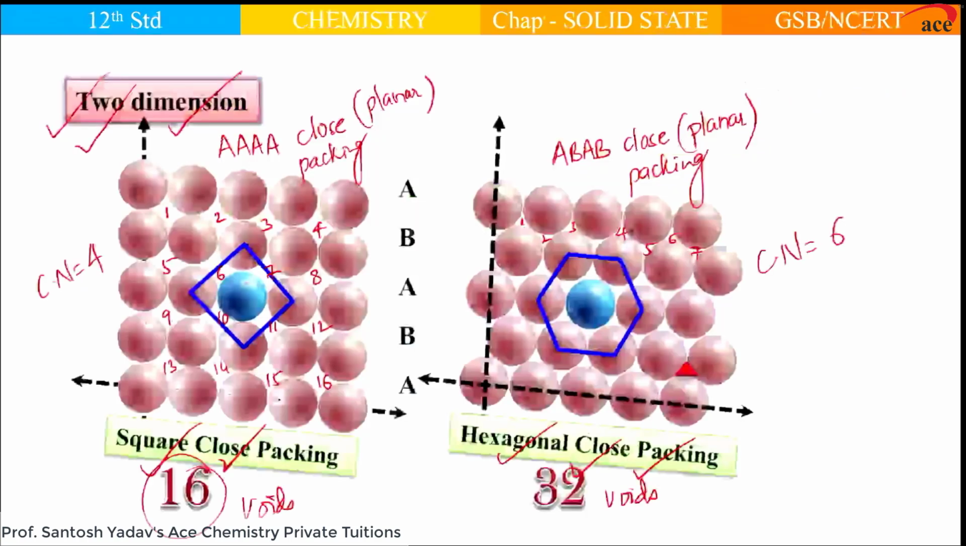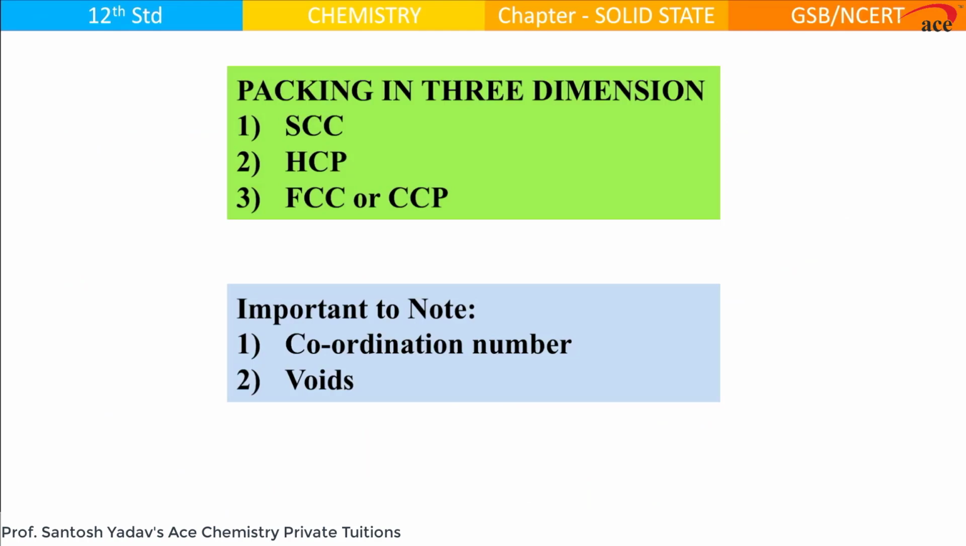So, that was the end of two dimensional packing. Three dimensional packing we will be learning in the next class. Hello student friends, we come to packing in solid state in three dimensional, where we will be learning about SCC arrangement, hexagonal close packing, that is called as HCP arrangement, cubic close packing, which is also known as FCC arrangement. Whenever this topic is going on, give importance to coordination number and understanding voids.